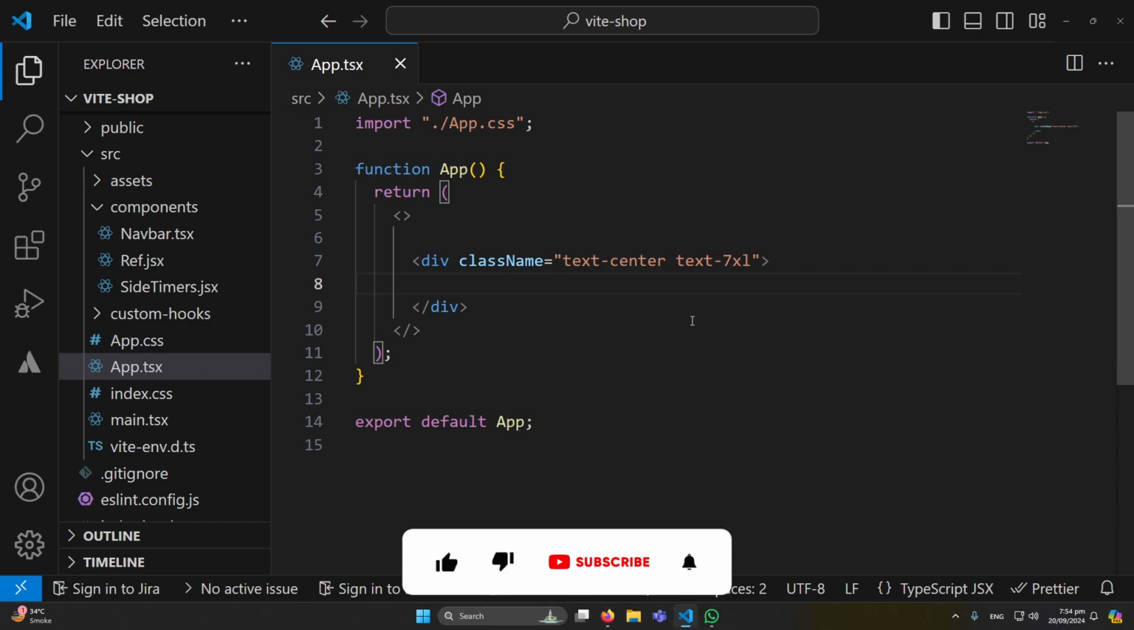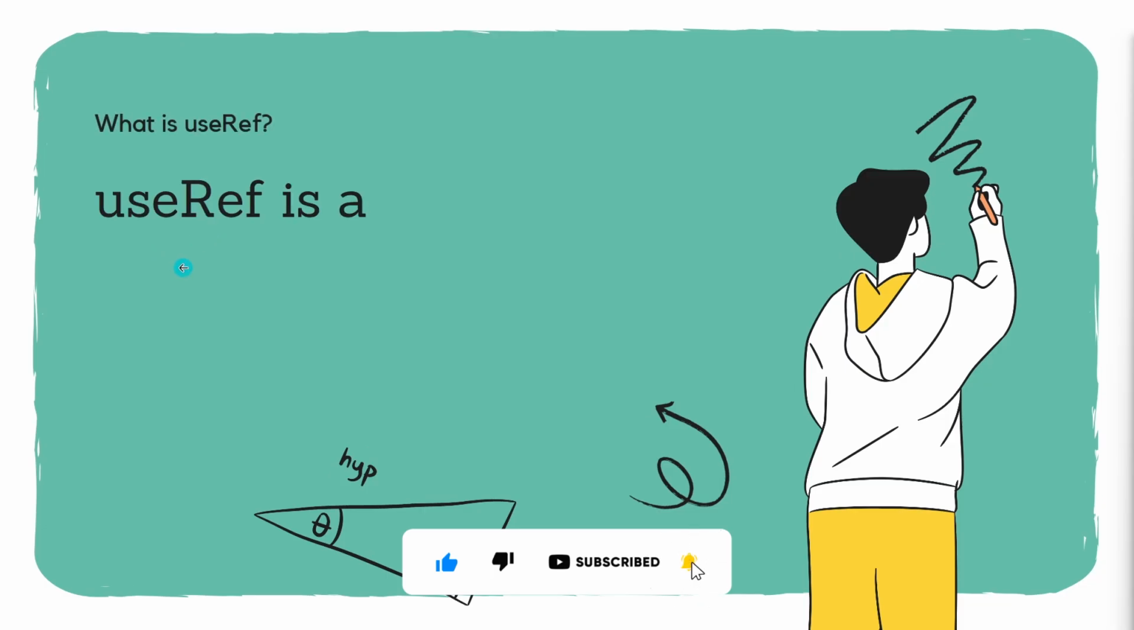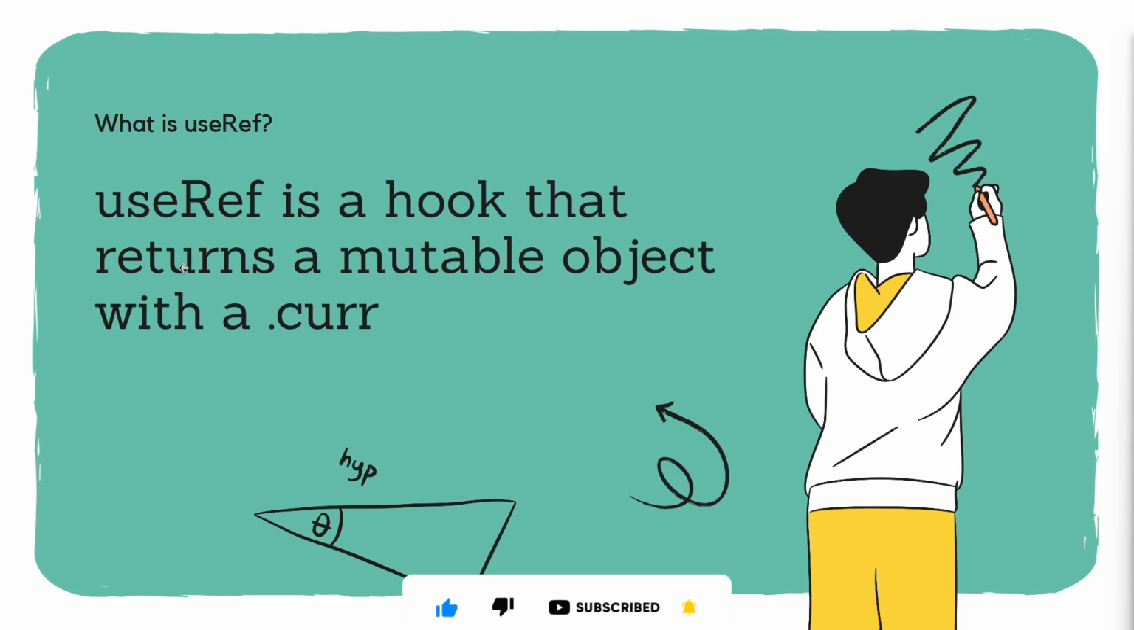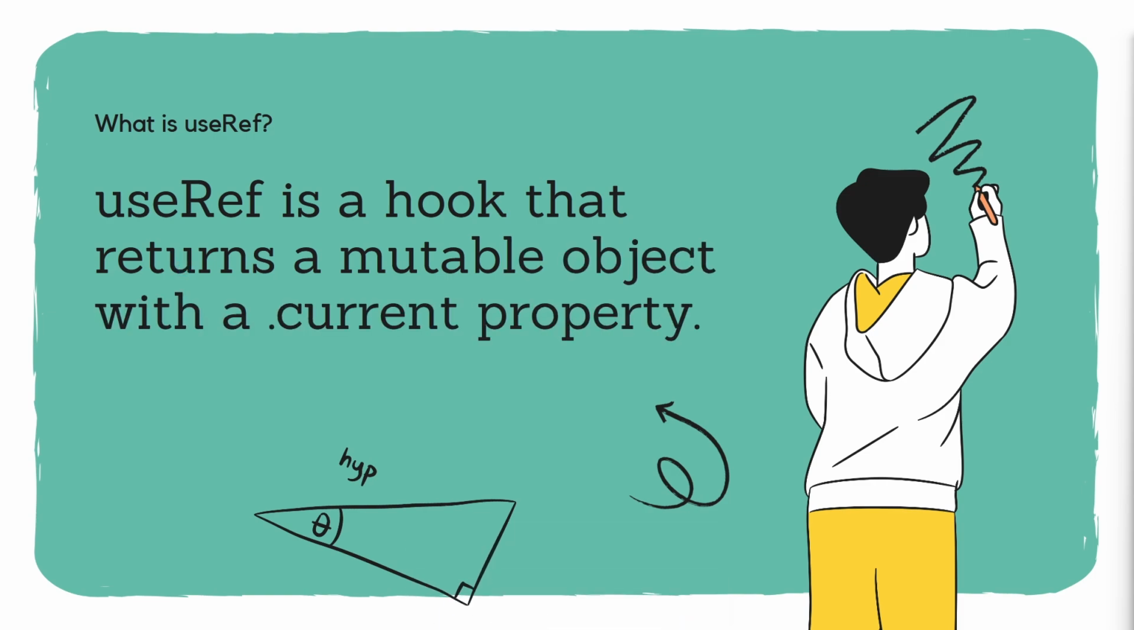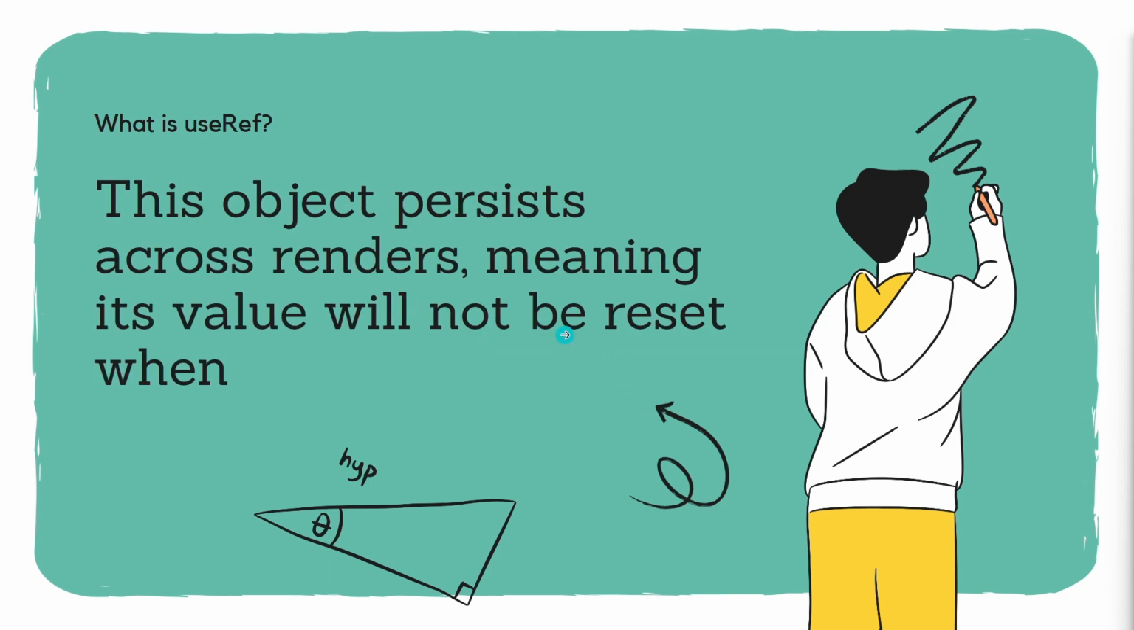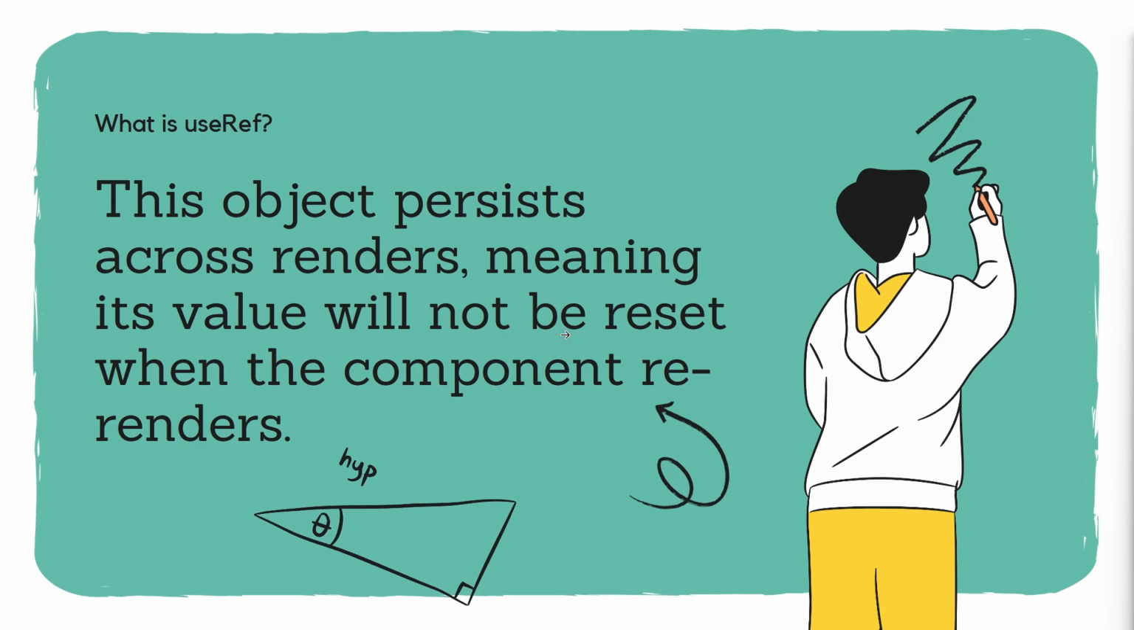So first of all, let's talk about what the useRef hook is. useRef is a hook that returns a mutable object with a .current property. It means when you create a variable, the useRef hook will return an object which will contain a property named current. We will learn more about this in the practical. This object persists across renders, meaning its value will not be reset when the component re-renders.